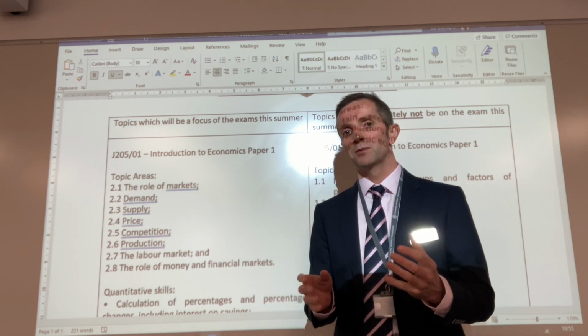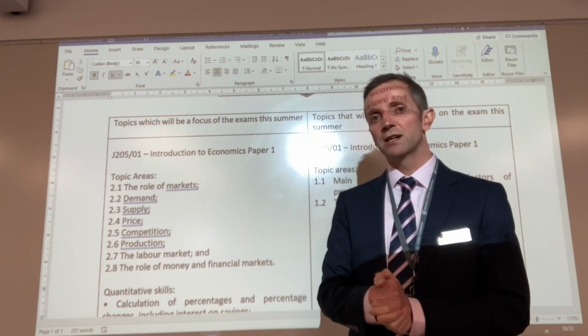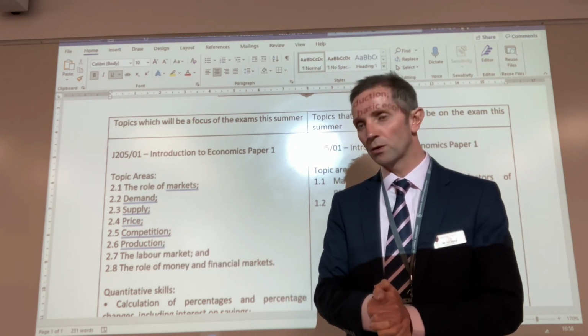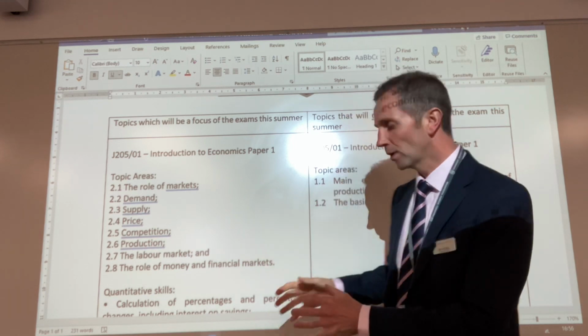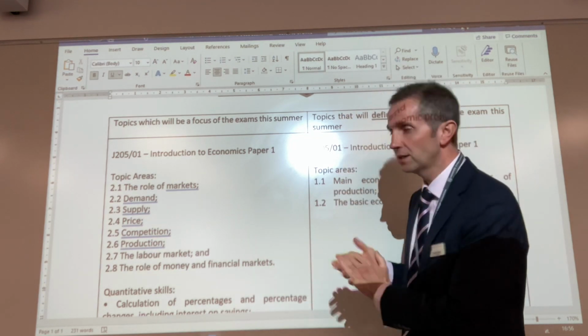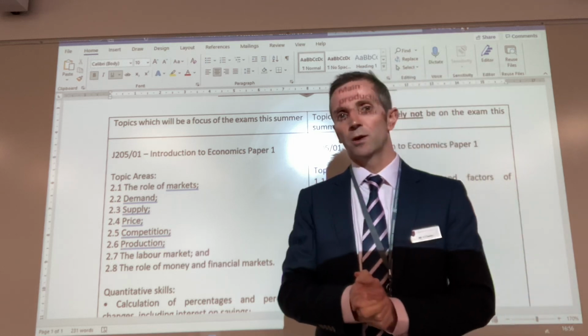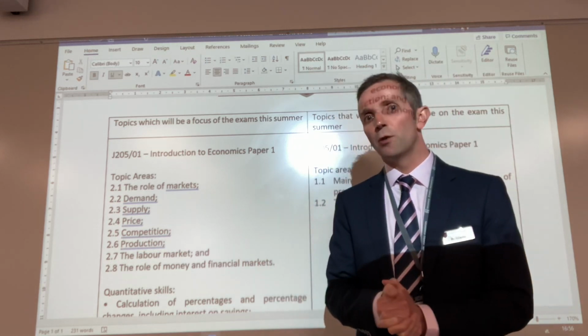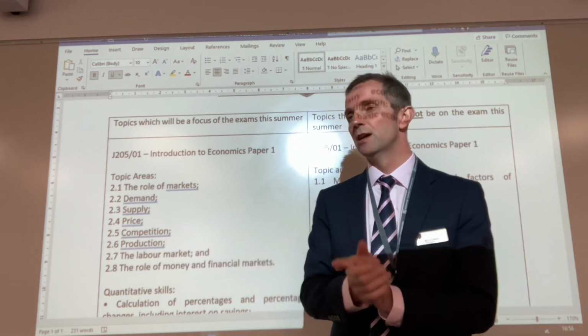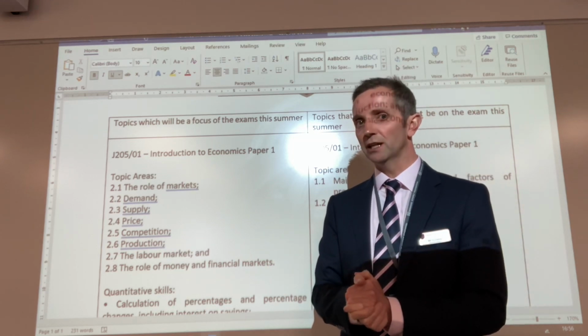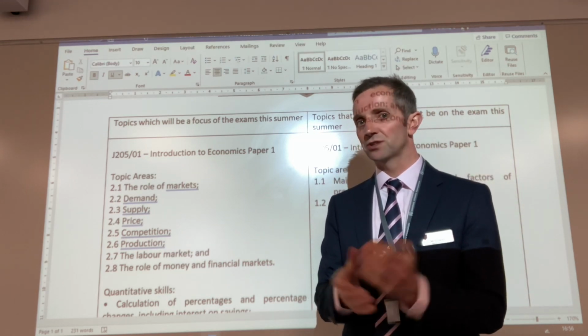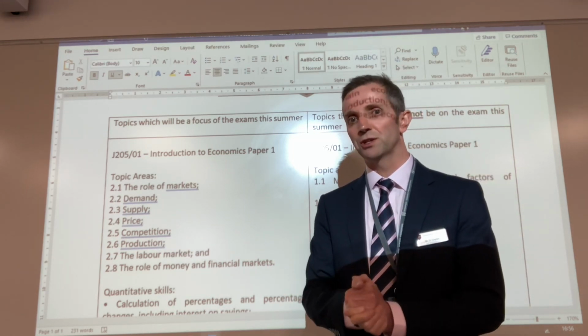Of course, this becomes more important when we're looking at the macroeconomic side of the course, where there are more sections on this side of the table which the exam board is saying will definitely not be assessed in the written part, but that could potentially lead to some questions even on the multiple choice section.